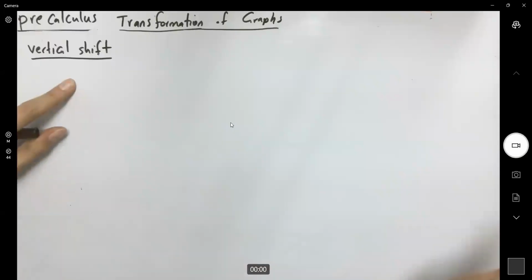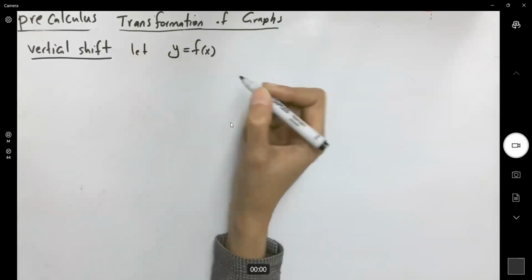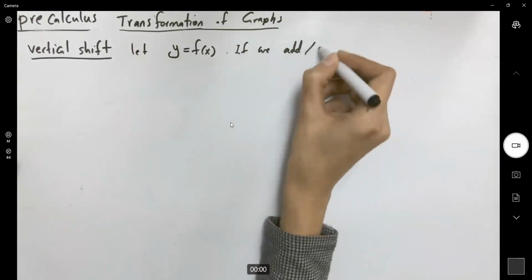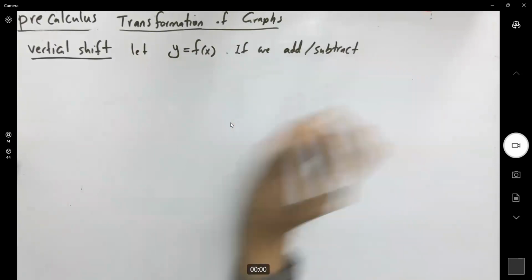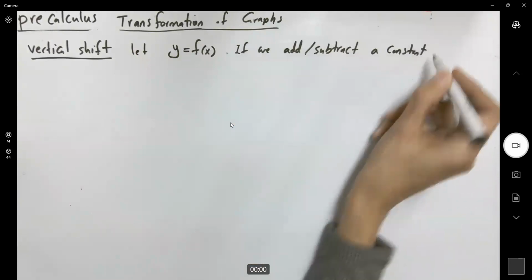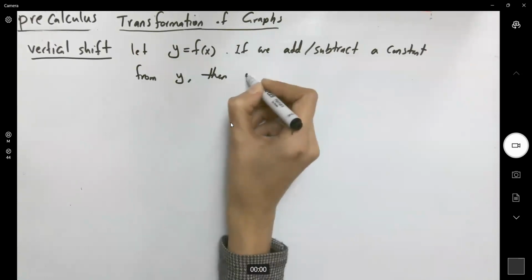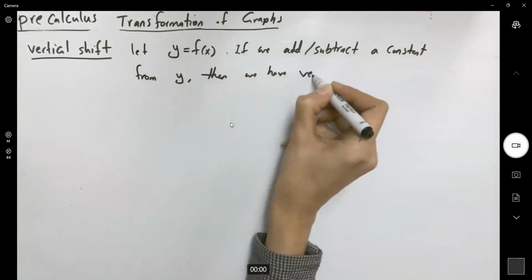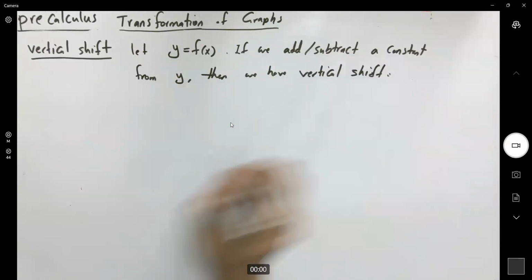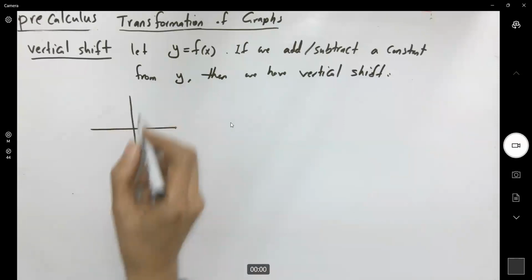So vertical shift. Let y equal f of x. If we add or subtract a constant, a value, from y, then we have a vertical shift. What do I mean by that? Just take a look at your function.